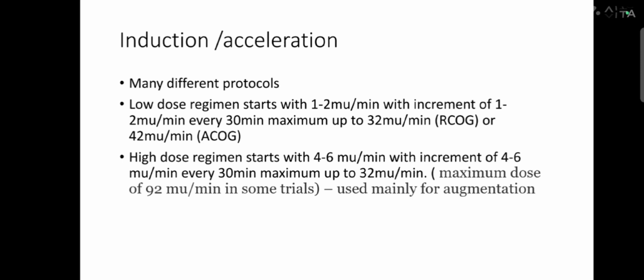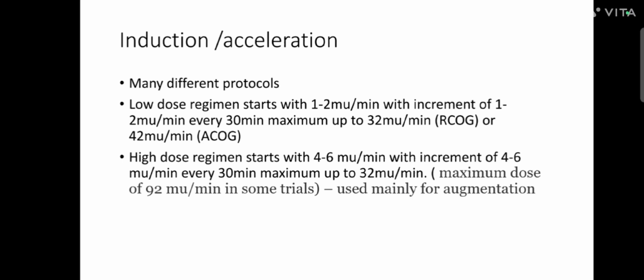But every time you have to monitor the uterine contractions. That is very important. Next is the high dose regimen. We start with 4 to 6 international units per minute, with increments of 4 to 6 international units per minute every 30 minutes, and the maximum we can reach is 32 international units per minute. You can go to the high dose regimen, up to 92 international units per minute in some trials.